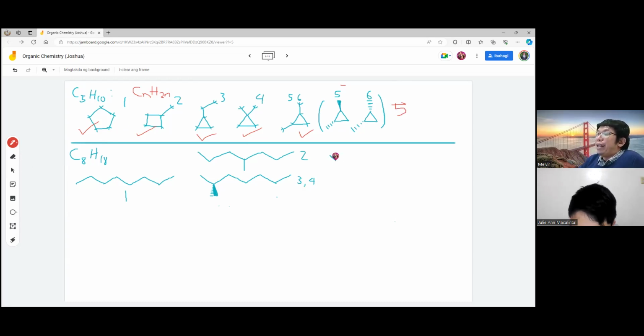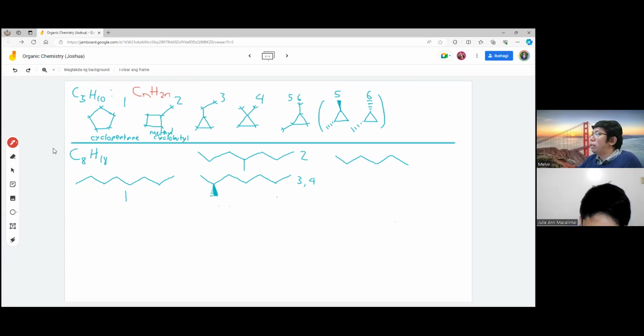Wala, may kulang ka. Alam mo kung ano yung kulang mo? For this item, C5H10, hindi mo binigay yung mga names nila. O, isulat mo muna yung mga names. Oh, methylcyclobutane? Ethyl, correct.